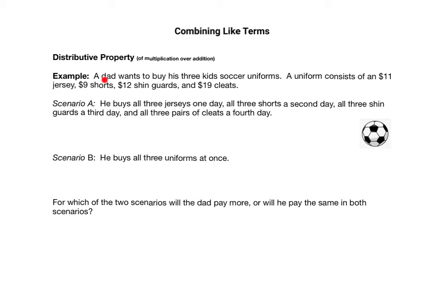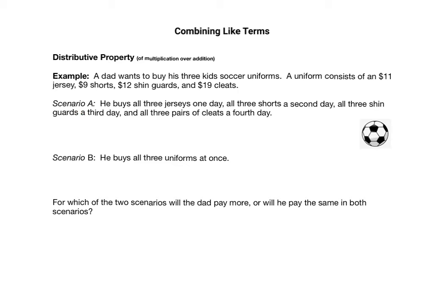So here's a scenario. A dad wants to buy his 3 kids soccer uniforms. Let's say a uniform consists of an $11 jersey, a $9 pair of shorts, $12 shin guards, and $19 cleats. Each uniform has those 4 things in it. Let's look at these two scenarios and see if there's a difference in how much money the dad would pay.